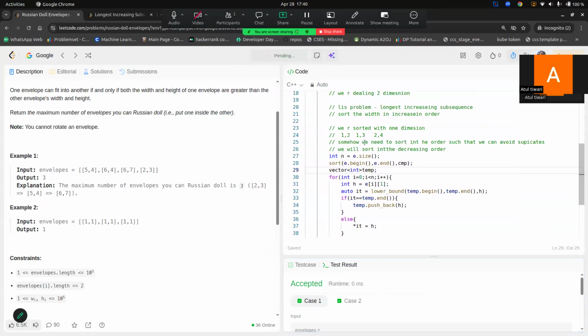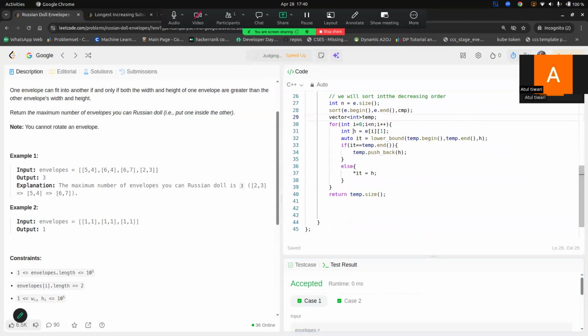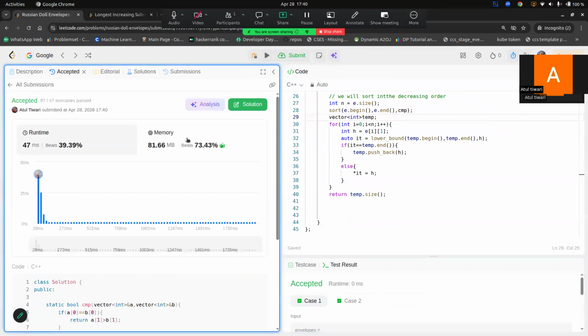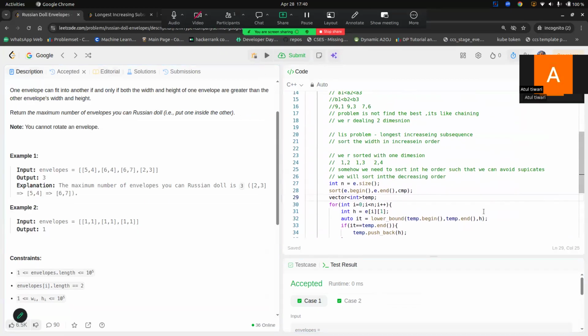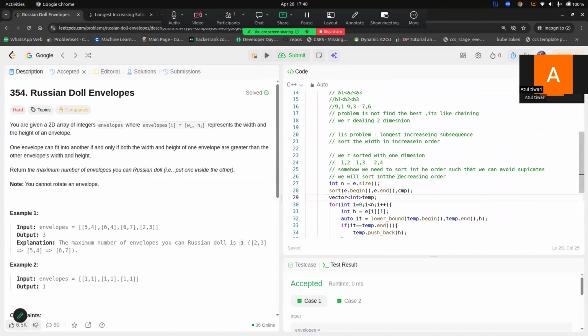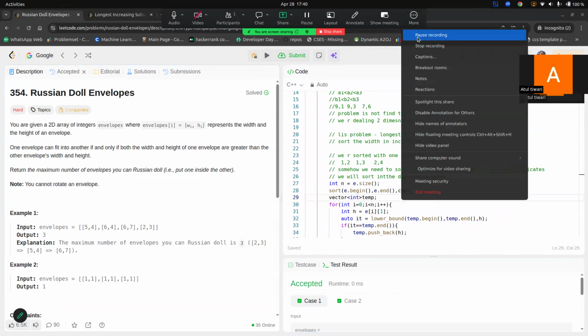Submit it. So the beautiful idea in this problem is how you can think in the LIS direction, sort with one dimension, and take the maximum for the other. So yeah, this was episode 1. We'll meet in episode 2. Till then, bye bye.